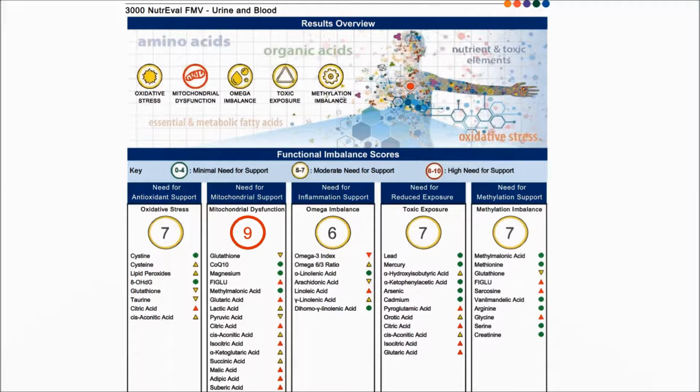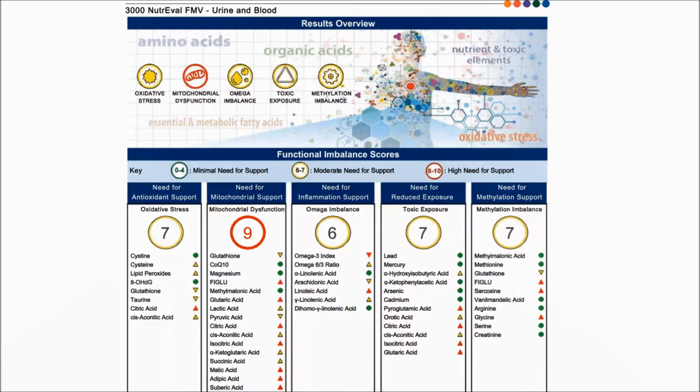And you'll notice it has the same circles with colored numbers in them to give you a ballpark of whether the function of, for example, oxidative stress is high, moderate, or low for you, whether your mitochondrial function, which has to do with your energy system, is optimal, moderately out of balance, or highly out of balance. Again, whether your omega fatty acid balance is optimal, moderately out of balance, or highly out of balance, and so on, to toxic exposures, and also methylation imbalance.